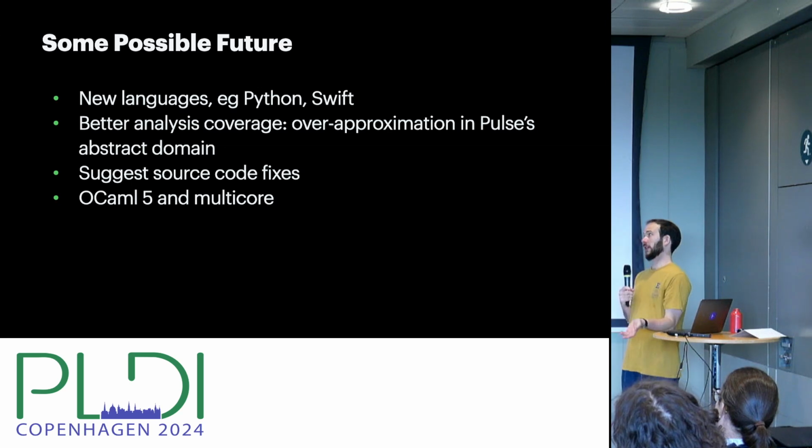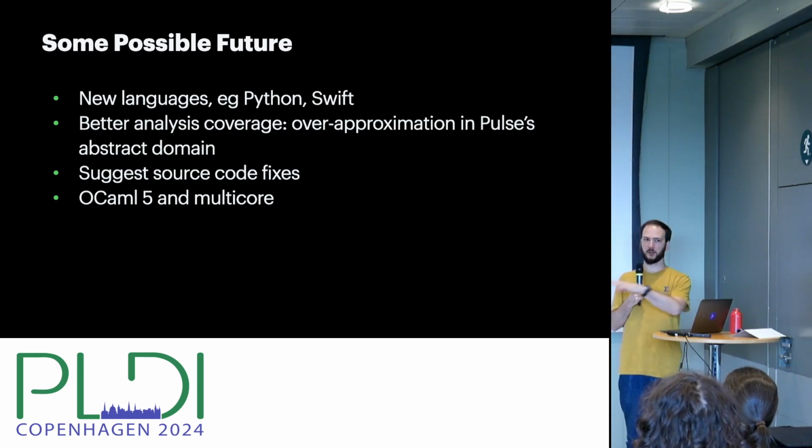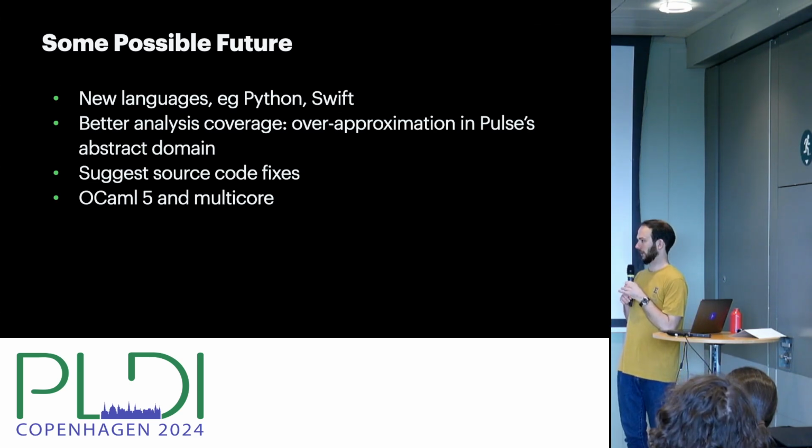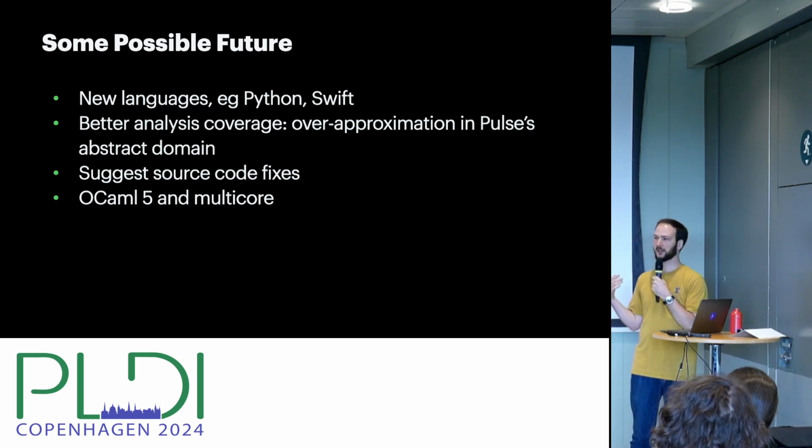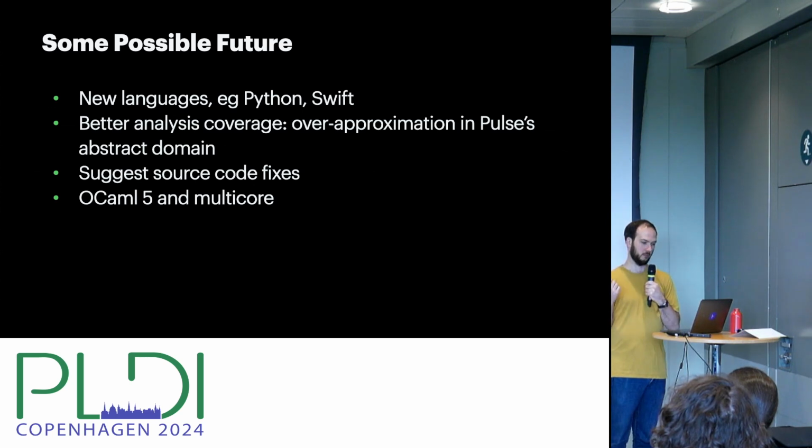It would be really cool if Infer could suggest fixes for the bugs it reports so that developers had a little help there. And finally, OCaml 5 is a thing now. It's multi-core. Infer, I didn't talk about this, but it's very, very parallel. The analysis scheduler actually schedules the analysis in parallel over multiple processes, but they have to share their results via an external database, and it would be really nice if they could just use shared memory instead, and threads. So we think there would be a lot of value in moving to multi-core here.